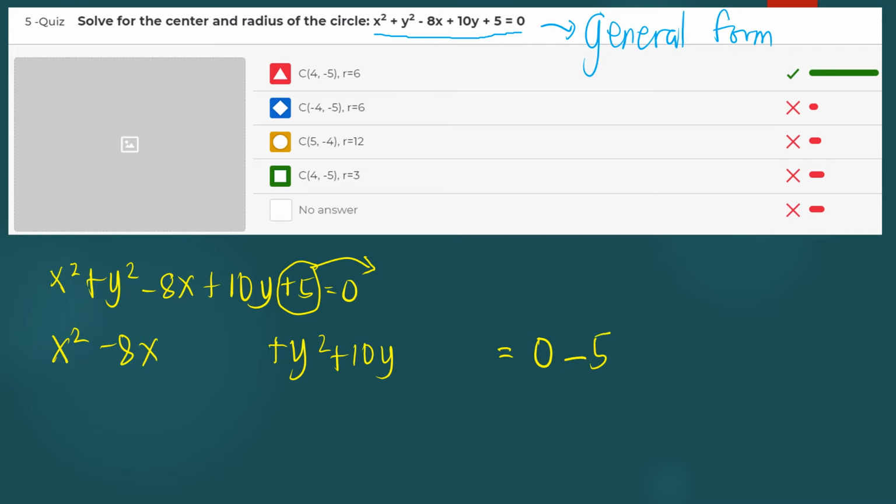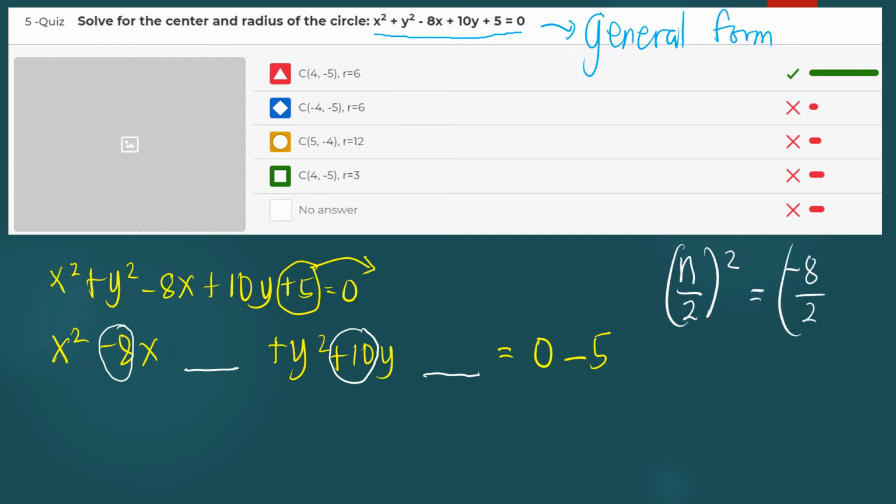Okay? So, what is the value that we will put here? For that, we're going to complete the square. For completing the square, we need to have the middle term, because if we complete the square of this, that will become a trinomial. So, we will be having values here. We have the middle terms, negative 8 and positive 10. So, let us have negative 8 first. For completing the square, that will be n over 2 squared. So, to start with, let us have negative 8 over 2 squared.